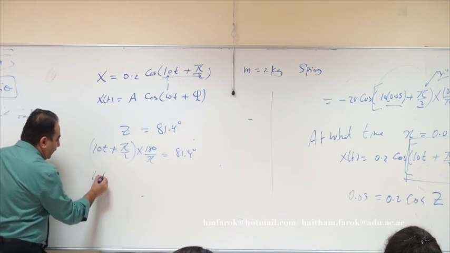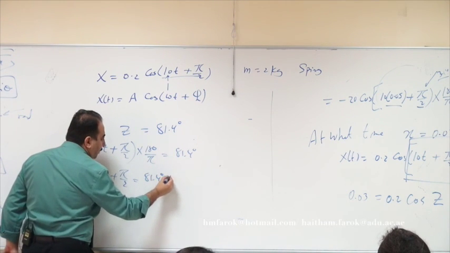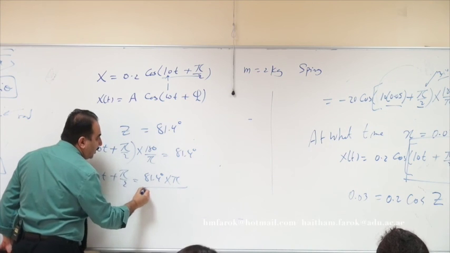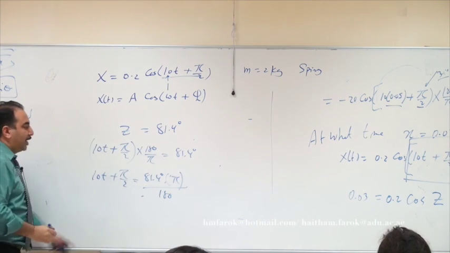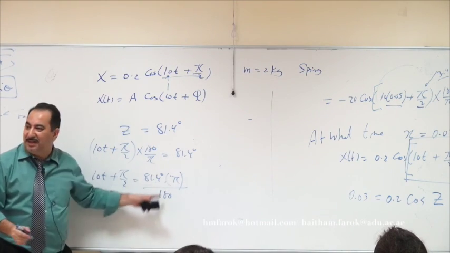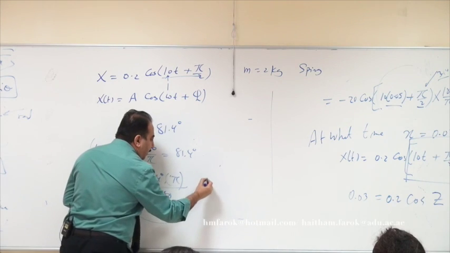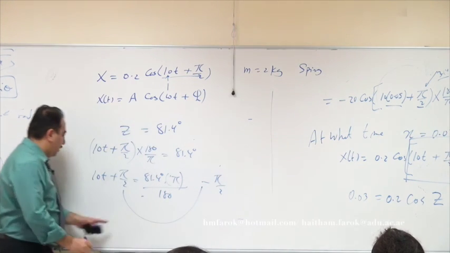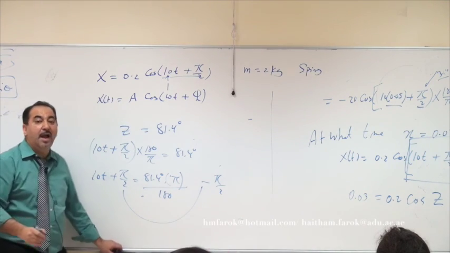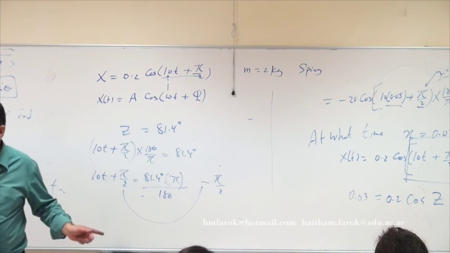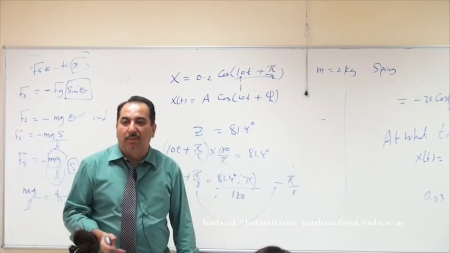So 10t plus pi over 2 equals 81.4 multiplied by pi divided by 180. Can you see now? This becomes radian and this is radian. Take the pi over 2 to this side, minus pi over 2, yeah? And then divide by 10. Now you find that the time is negative. The answer time is negative, but time is always positive. What do you do in this case?